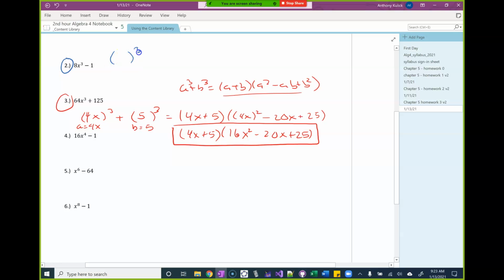So I'm going to try to write this as something cubed minus something cubed. Well, clearly in the first piece, I know there has to be an x in there because I have an x cubed in my problem. And then 8, I recognize as 2 times 2 times 2. So I know 2x to the third is the same thing as 8x cubed. And then 1, well, I know 1 is just 1 times 1 times 1, right? So 1 cubed will also work.